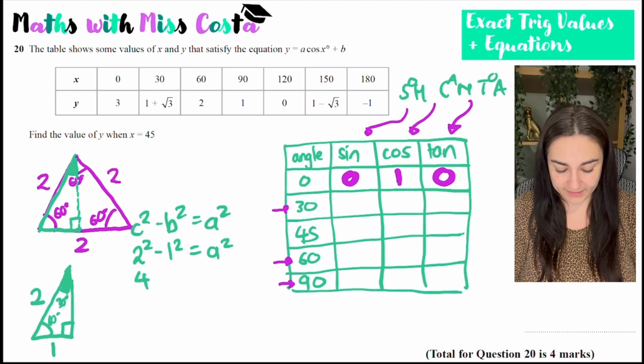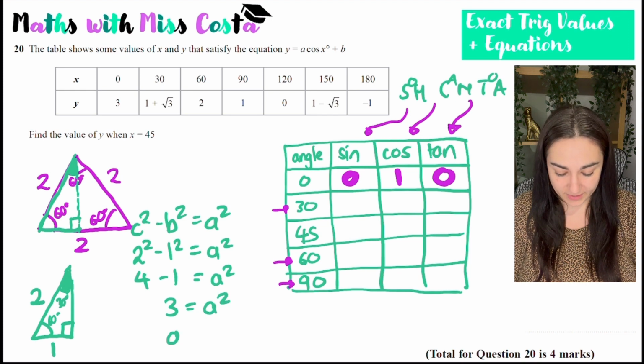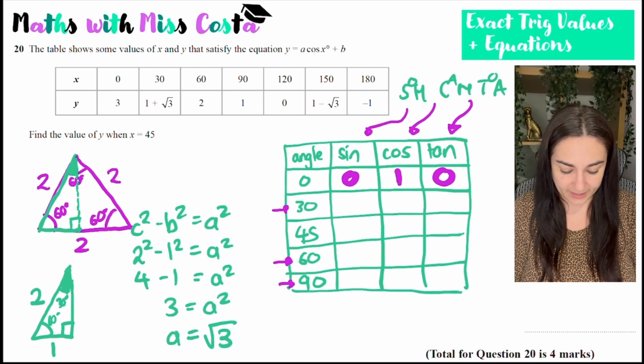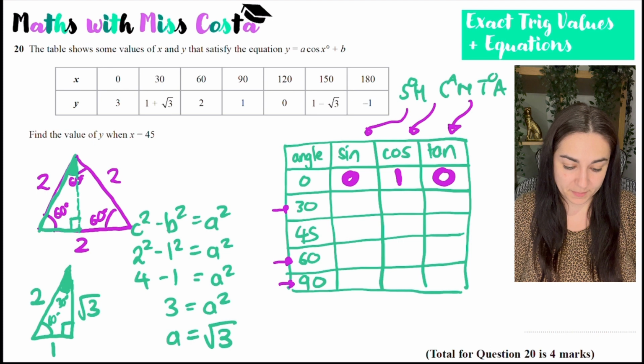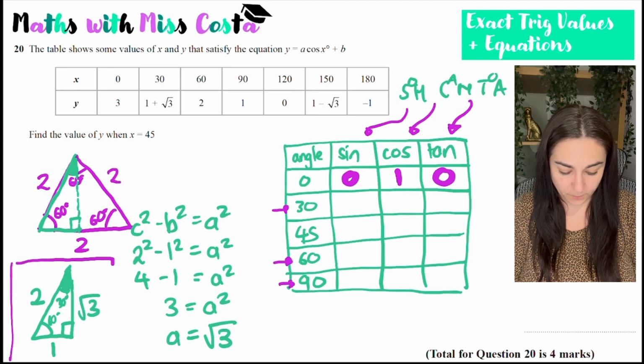What's 2 squared? That's 4. 4 take 1 is a squared, so therefore a squared must equal 3. So how can I find the value of a? I'm going to have to do the square root of 3. So that is how I get this triangle. Now you could just memorize this triangle if you wanted to, but this is how you get there.